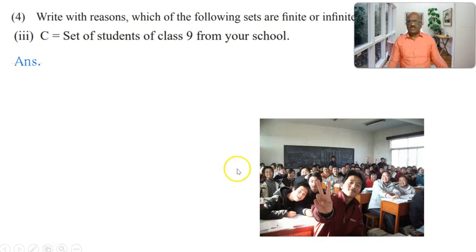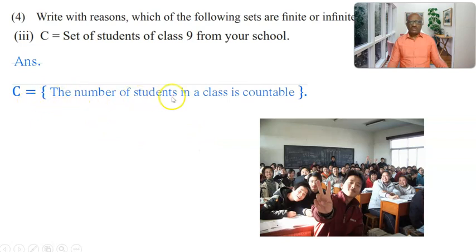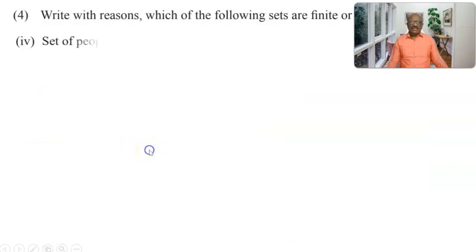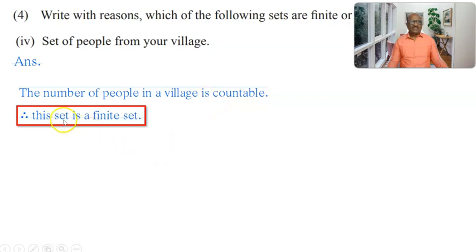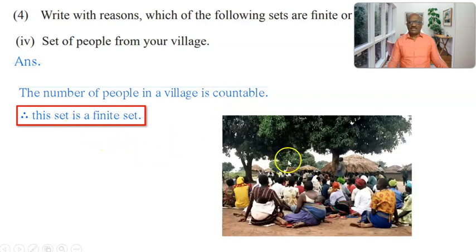Therefore this is the class 9 class. We can count the number of students. Therefore the number of students in a class is countable. Therefore set C is a finite set. Next, set of people from your village. Now the number of people in a village is countable. Therefore this set is a finite set.